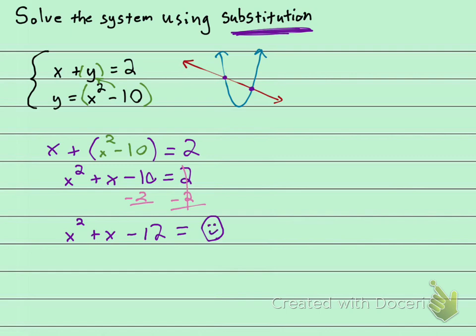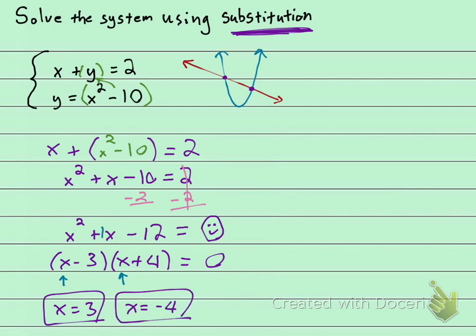I can factor. I think this one's pretty straightforward. This will be an x and an x. Two numbers that multiply to give me 12 and subtract to give me 1. That's going to be 3 and 4. To get a positive 1, I need a plus 4 and a minus 3. So I have two solutions here. What would I plug in here to get a 0? And what would I plug in here to get a 0? I'm going to have x equals 3 and x equals negative 4.